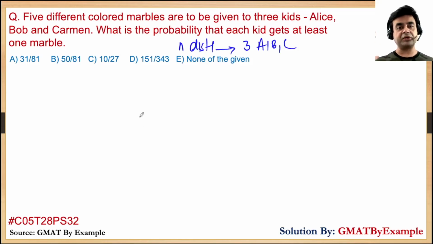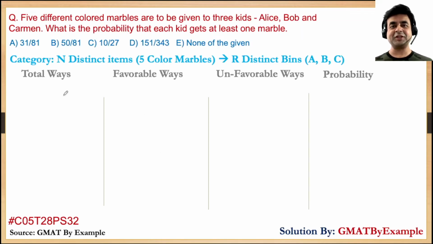So let's think about our strategy to solve this question. In this question, we are distributing 5 different colored marbles to 3 kids who are also distinct. However, we are not just distributing it to them, we also need to make sure that each kid gets at least one marble. So there are two things here. One, the total number of ways in which you can distribute the 5 colored marbles to these 3 kids, in which cases some kids will get all of the marbles, others will not get any. And there are the favorable ways in which every kid gets at least one marble.